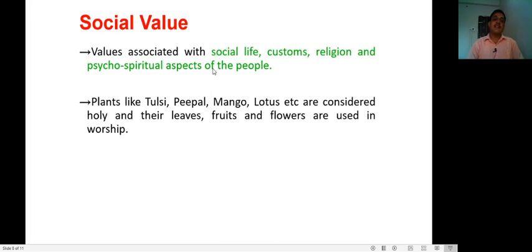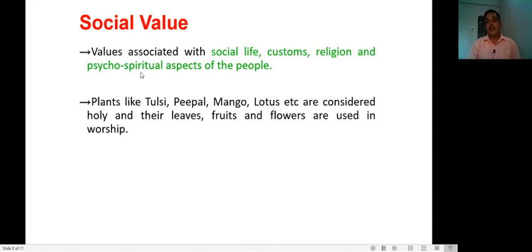Where India is concerned, India has a large number of communities. There are people belonging to different religions like Hindu, Muslim, Sikh, Christian, Parsi, and Jain. Then there are people from different castes and creeds.